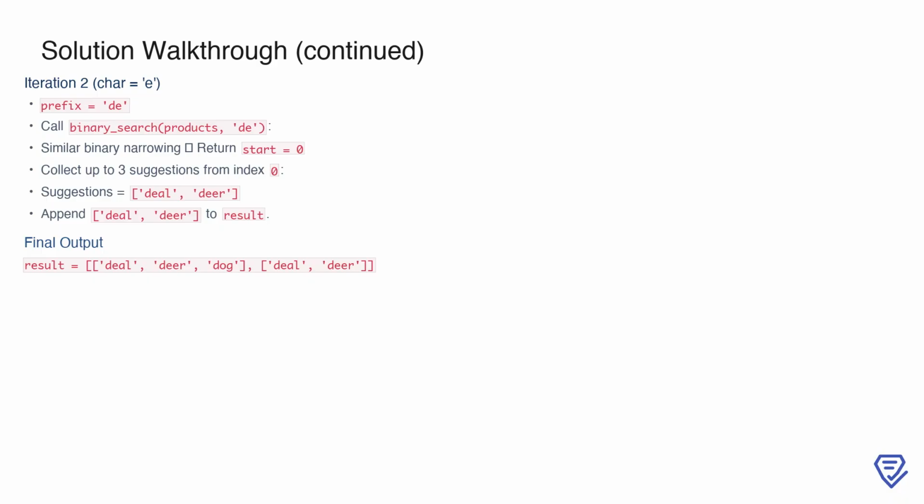With no more characters to process in the search word, the final output becomes deal, deer, dog, deal, deer. This demonstrates how the algorithm efficiently narrows down the search space and collects suggestions for each prefix using binary search and a sorted product list.